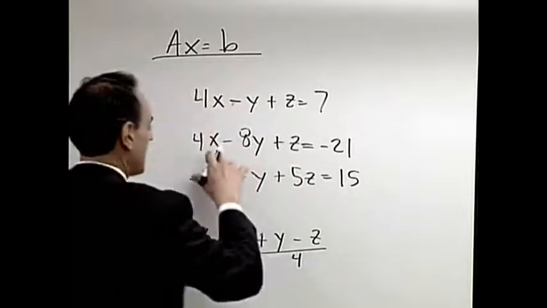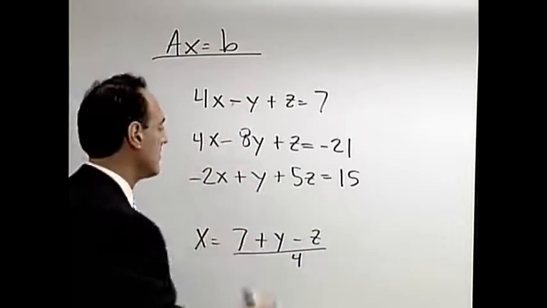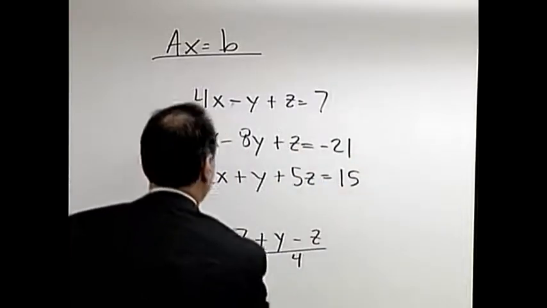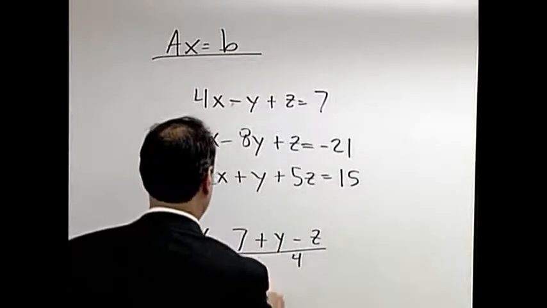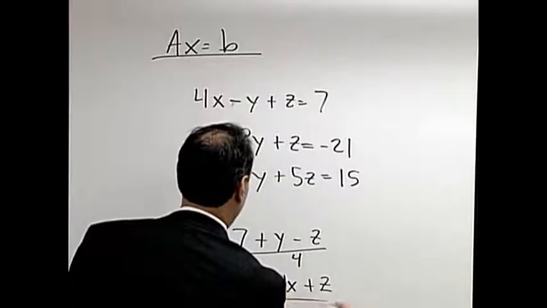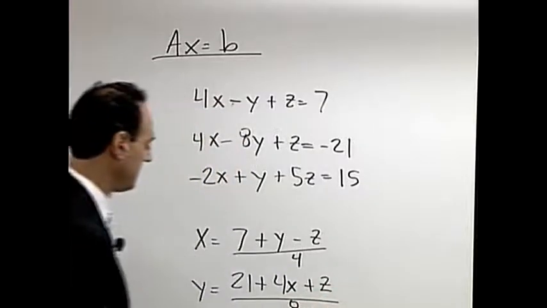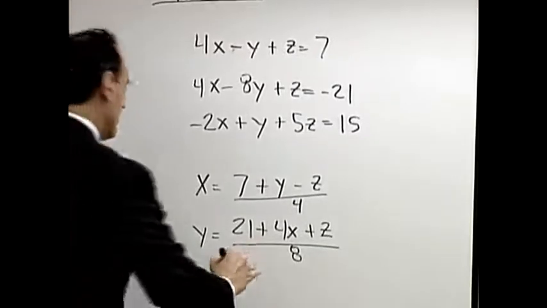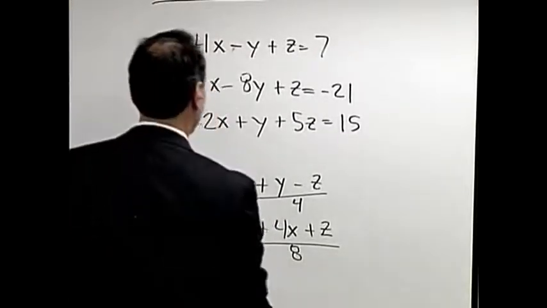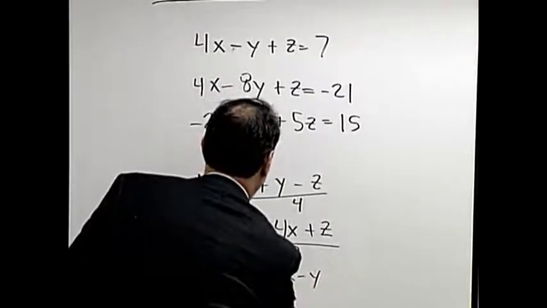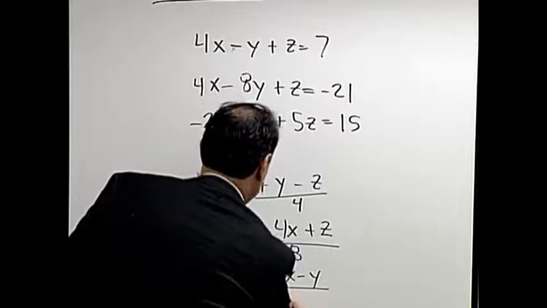I'm going to solve the second equation for y. So I'm going to take this 8y, move it over there, put the 21 over here. I'm going to say y is equal to, so I brought this over, 21 plus 4x plus z all over 8. And from the third equation, hard to guess, but I'm going to solve for z. And if I solve for z, I get 15 plus 2x minus y all over 5.